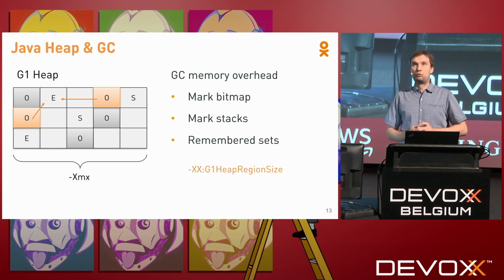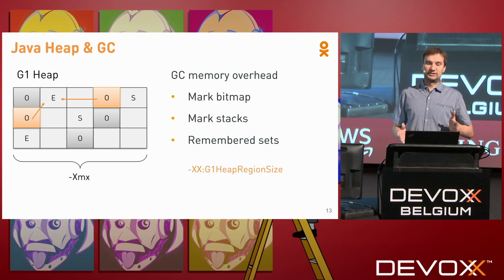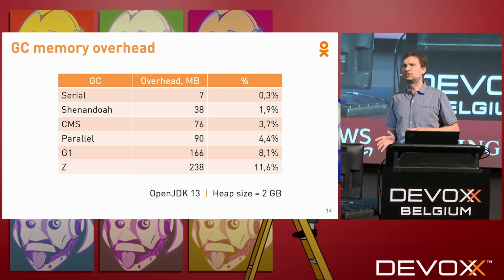Finally, an important GC structure, probably the biggest one, is remembered sets. It contains the cross-region references. And you can't set the size of remembered set directly, but indirectly, the size of the G1 regions affects the size of remembered sets. Different GC algorithms may use different structures, but in any case, all of them require additional memory.